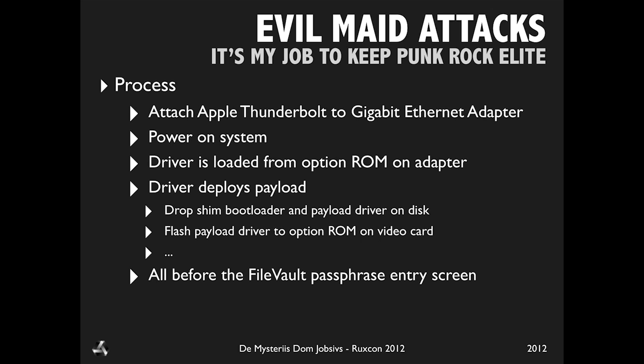So this is kind of what the attack process looks like. We start off, we attach the Thunderbolt adapter to the machine, we power on the system, the driver gets loaded from the option ROM in the adapter, it deploys the payload, which executes the driver. The driver, in the example I'm going to use, just drops a shim bootloader onto the disk, and then points the NVRAM at it to boot from it. We could potentially also flash the payload driver to an option ROM on the graphics card or something like that that's actually internal to the machine. And all this happens before the FileVault passphrase entry screen has even appeared. So we've got execution fairly early in the boot process of the machine, which is pretty sweet.